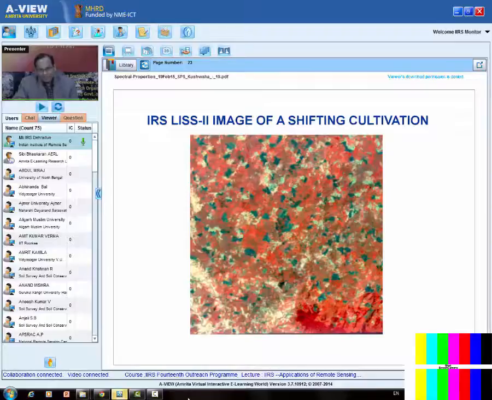So again, why do we see different shades of red? Why do we see different shades of blue? Why do we see different shades of Earth's surface over here, for example, and here? This is all because these cover types or these features have their unique reflective properties in different wavelength regions, which are used for making false color composite imagery.